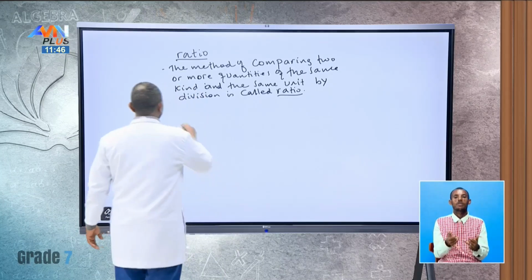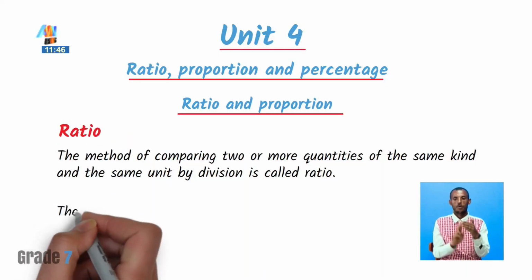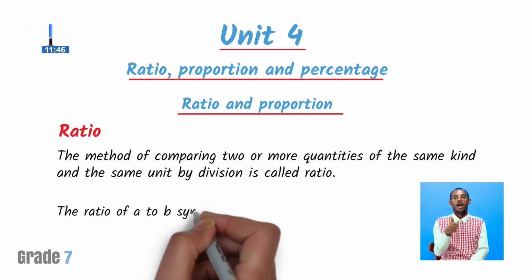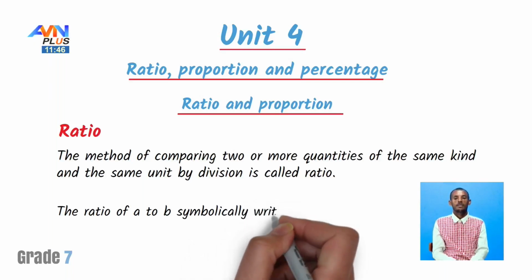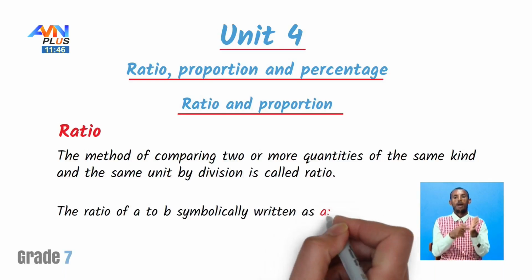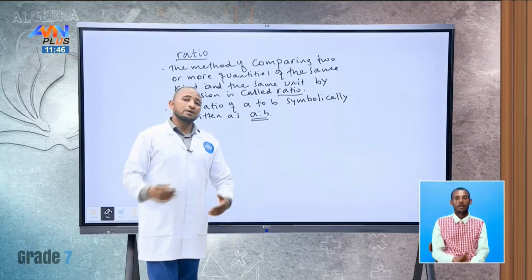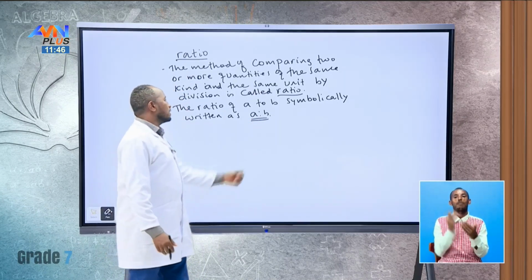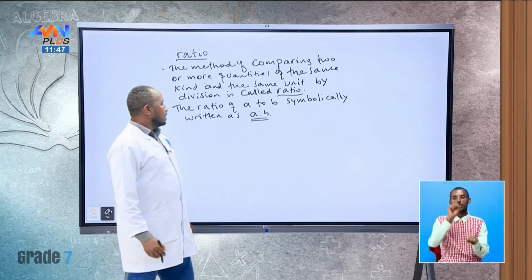Now, the ratio of two quantities A and B, the ratio of A to B, is symbolically written as A:B, or this is A ratio B. When you write the ratio, it must be in simplest form, where A and B are natural numbers. So now I will give you an example.